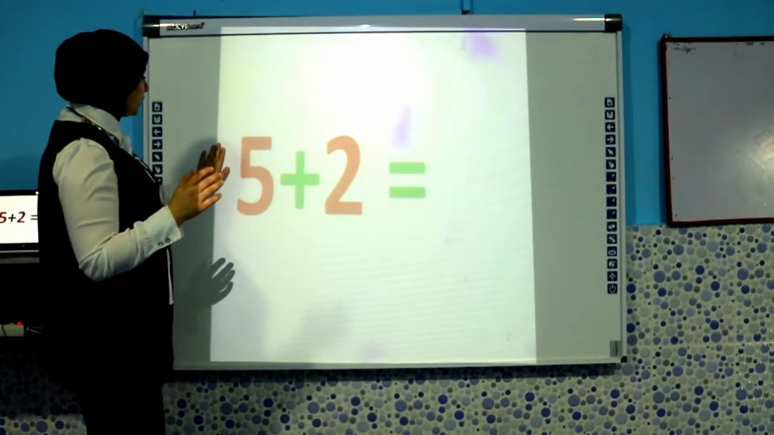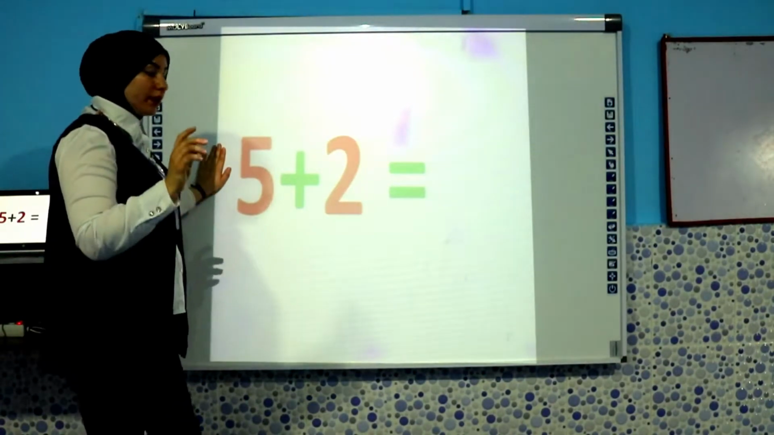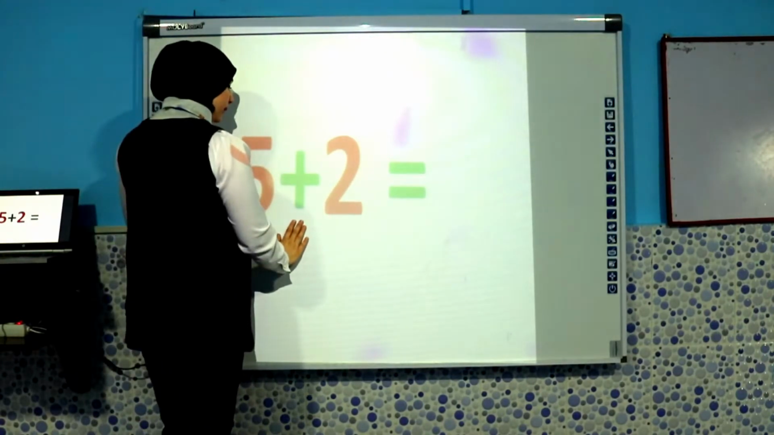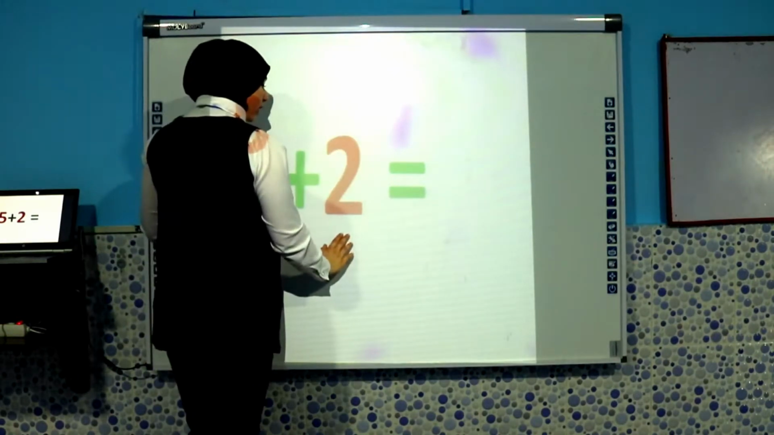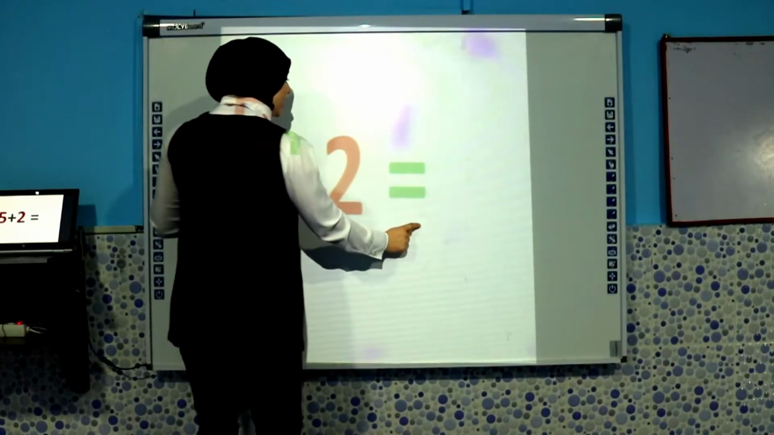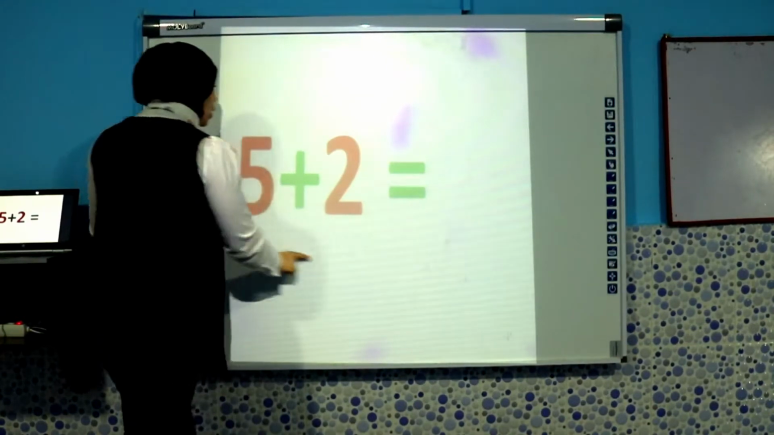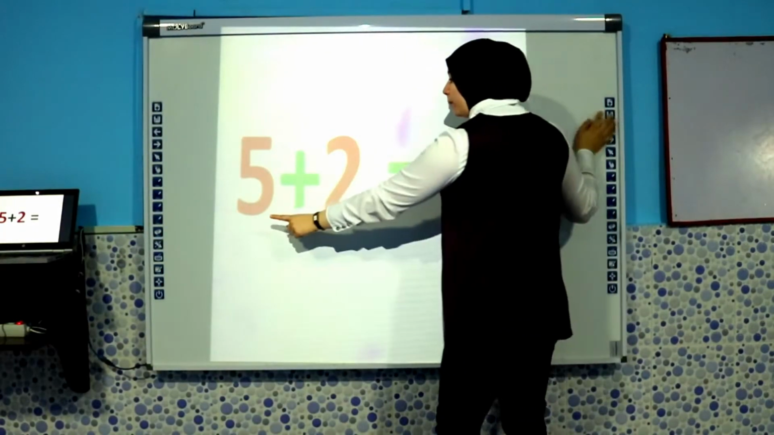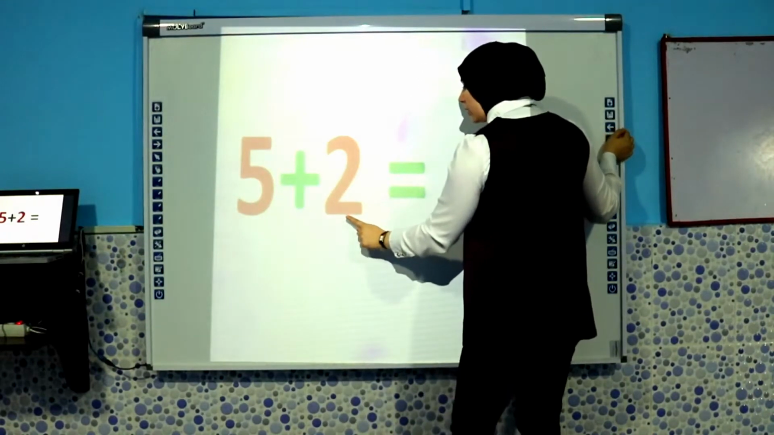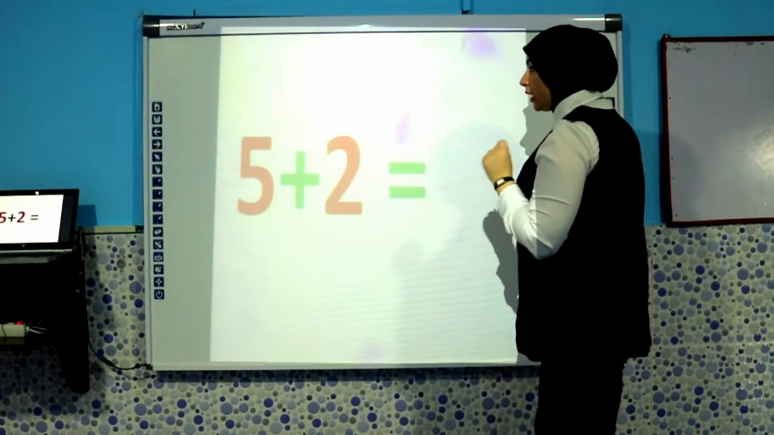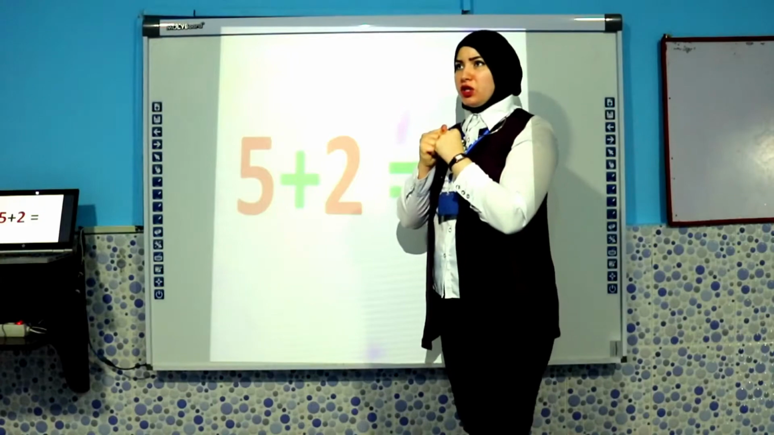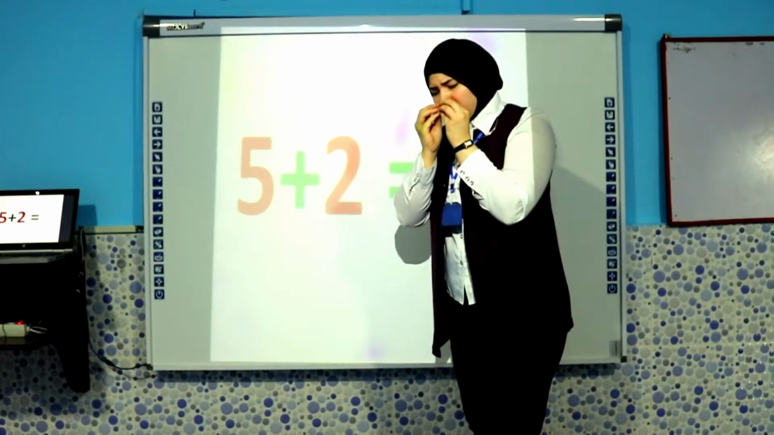Let's see the first equation that we have. Who can read this with me? The first number here is 5, plus 2 equals. All together it's called an equation. So we have 5 plus 2 equals. When I see plus in the equation, she's very hungry. Is she searching for the bigger number or the smaller number?